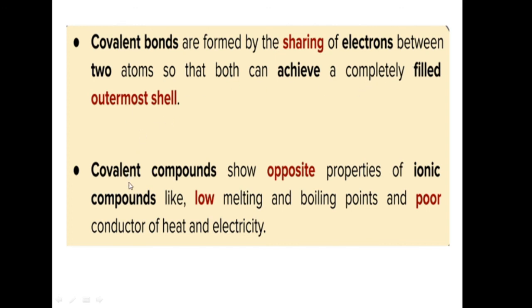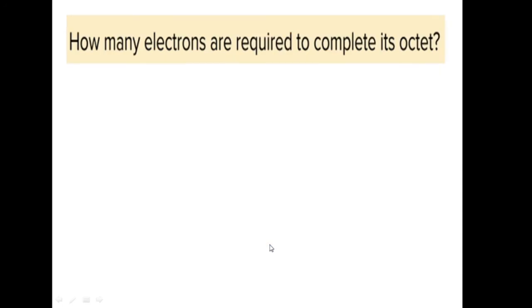And we know that the covalent compounds actually show properties opposite to those of ionic compounds, like low melting and low boiling points, as well as being poor conductors of heat and electricity. Now let us talk mainly about carbon. Let us focus for a few minutes on carbon, because the chapter is carbon and its compounds, right? So we are now mainly going to focus on carbon.